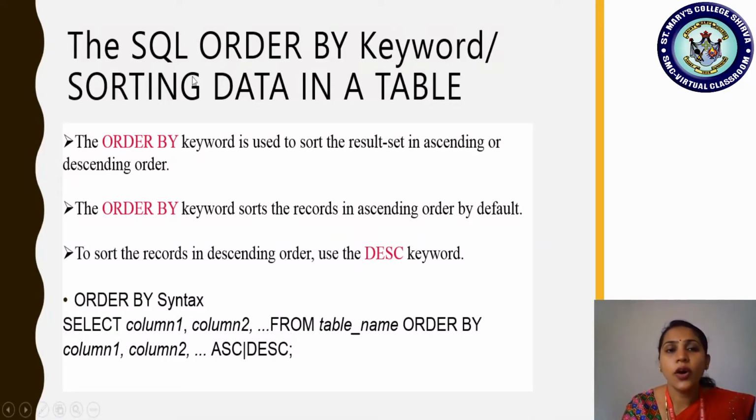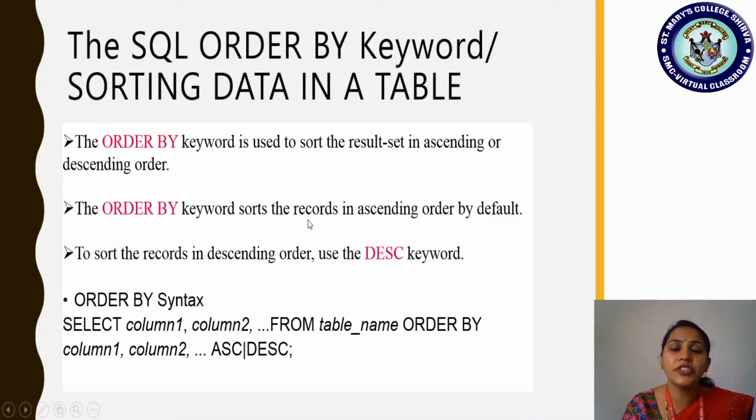So you all are observing order by, the SQL order by keyword, is actually used or implemented to sort the information in the table. So I have included it as sorting data in a table. Okay. So what is the speciality of this? The order by keyword is used to sort the result set in ascending or descending order. So in either way you can sort, and you can view the information. The order by keyword sorts the records in ascending order by default.